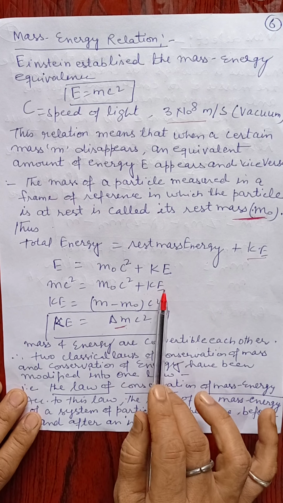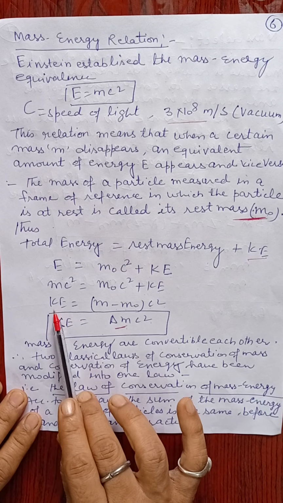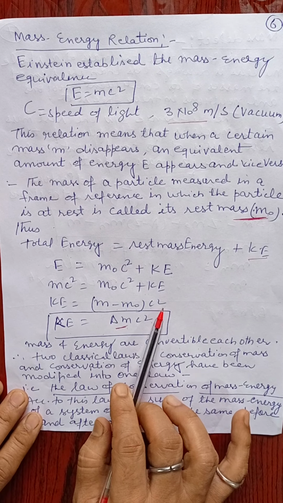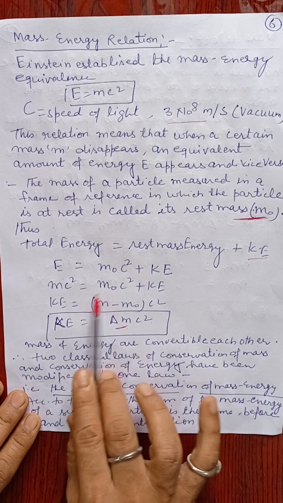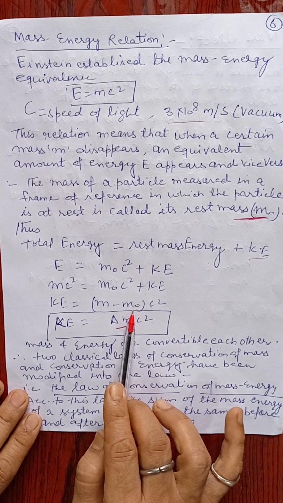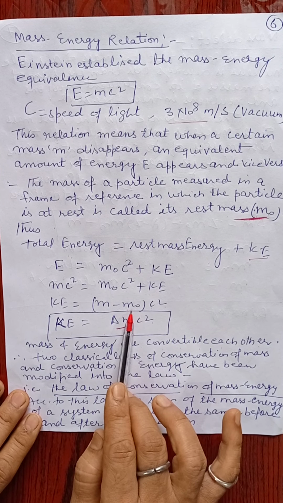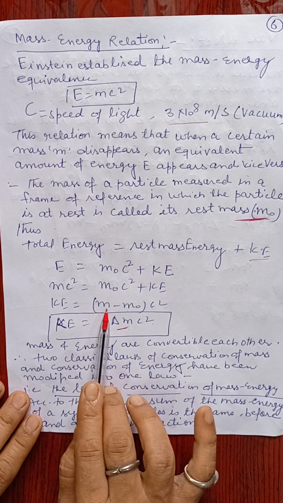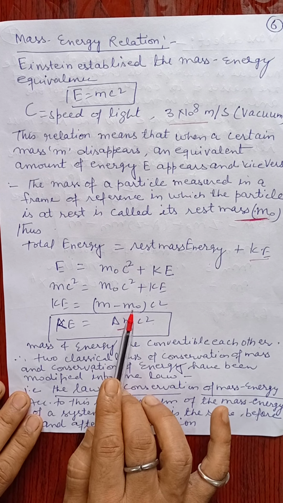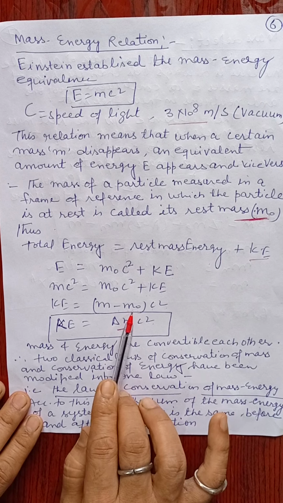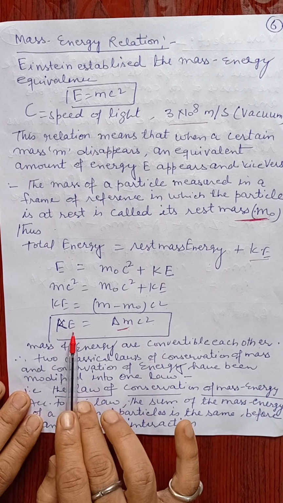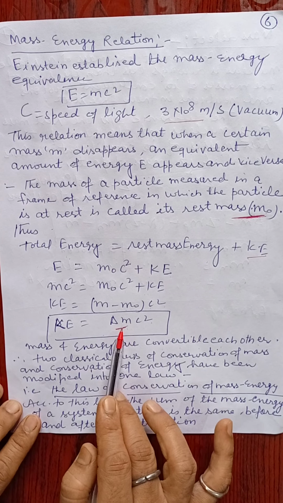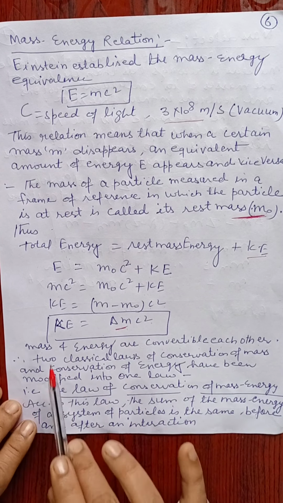So m c squared is equal to m naught c squared plus kinetic energy. From this equation, kinetic energy can be calculated, and that is equal to (m minus m naught) c squared. This m minus m naught is the mass defect. Here m is the mass during motion and m naught is the rest mass, the mass when a body is in the state of rest. So kinetic energy comes out to be delta m c squared, and this delta m is known as the mass defect. So mass and energy are convertible into each other.